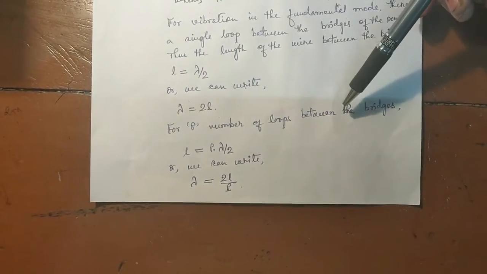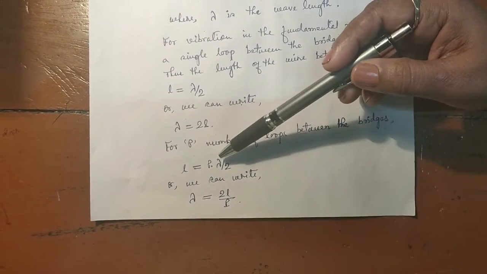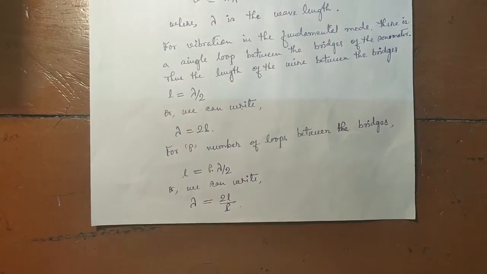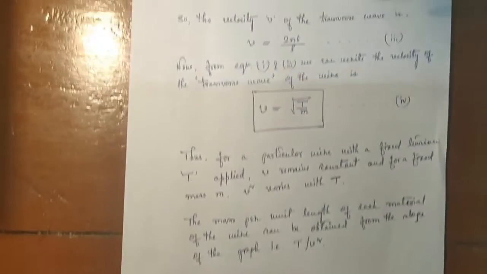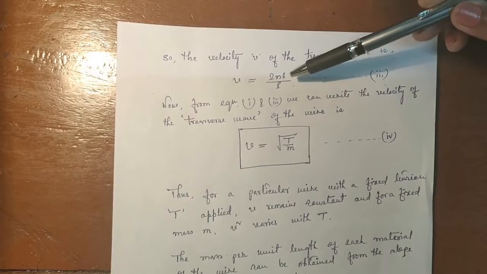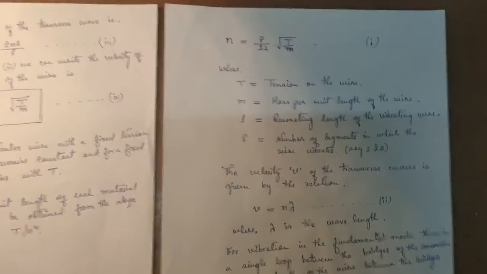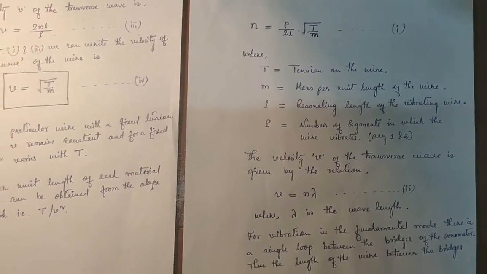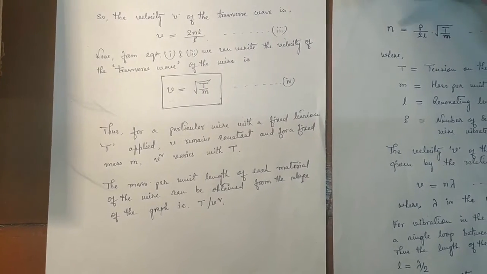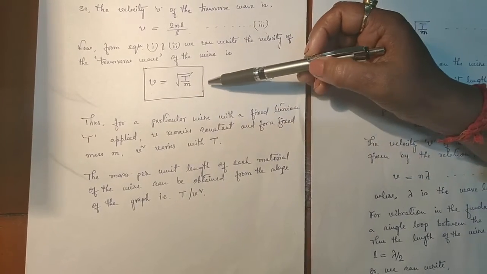Now for P number of loops between the bridges, the above relation we can write L equals P into lambda upon 2, or lambda equals 2L by P. Now the velocity of the transverse wave is v equals 2nL divided by P. So from equation 1 and equation 3, the first and the third equation, we can write the velocity of the transverse wave of the wire is v equals root T by M.